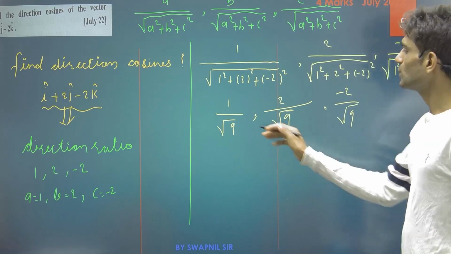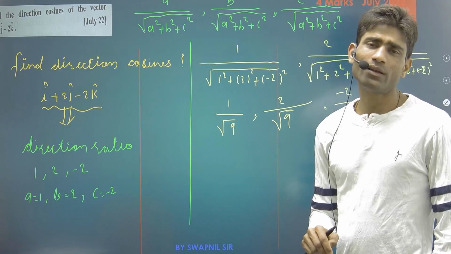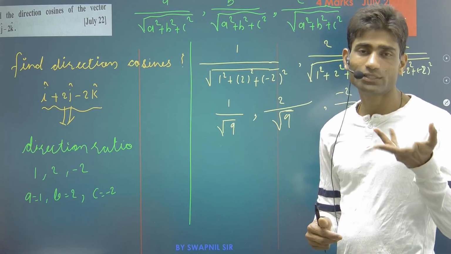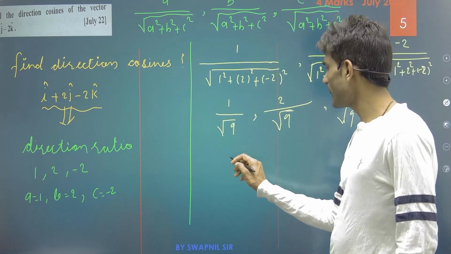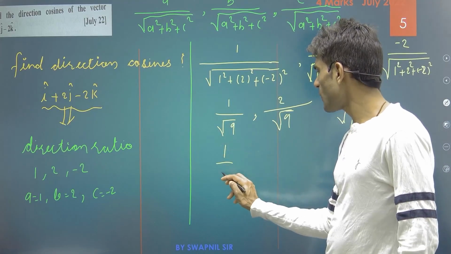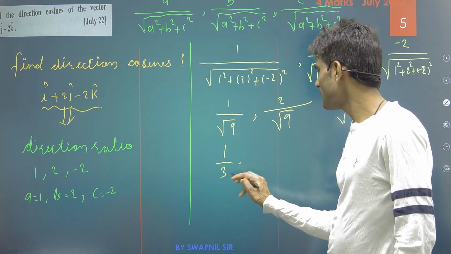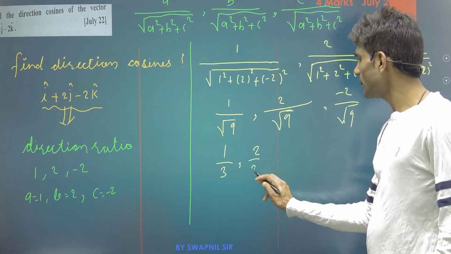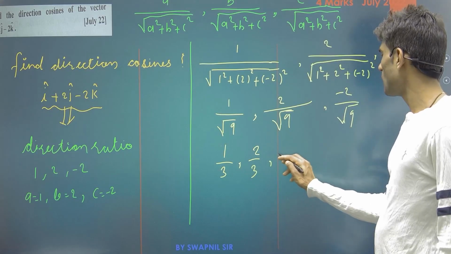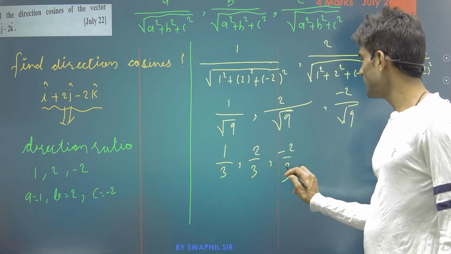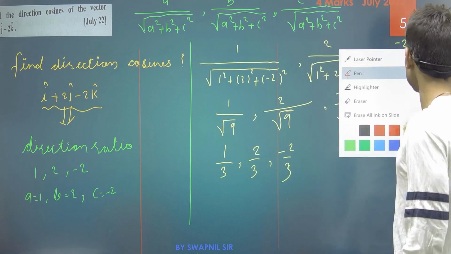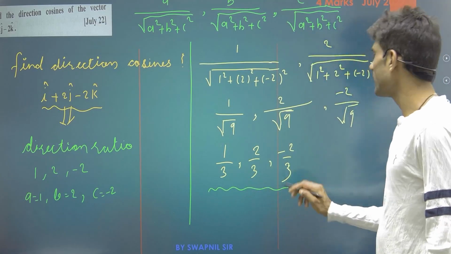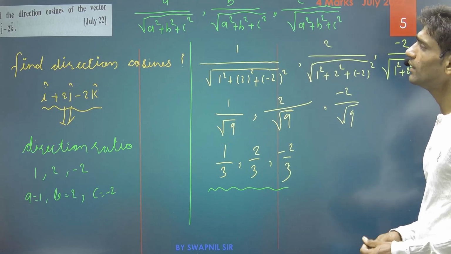Nine is a perfect square, 3 square, so the square root of 9 is 3. So we can write 1 upon square root of 9 as 1 upon 3, 2 upon square root of 9 as 2 upon 3, and the third as minus 2 upon 3. These three are the direction cosines for our given vector.